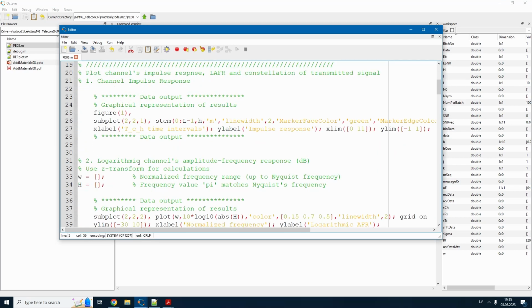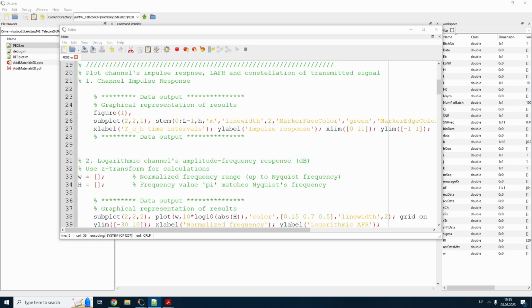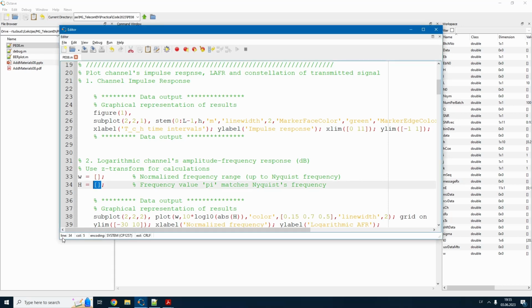Okay, so next thing is that we need to calculate the logarithmic amplitude frequency response. For this purpose, we are going to use a function well familiar to you called FREQZ for the impulse response h and the denominator 1. And we here need to specify some frequency range. This frequency range is going to be normalized from 0 to pi. We multiply by pi here, so we need to generate this range from 0 to 1 with a step, let's say 0.01, up to 1. So this is the range of normalized frequency.